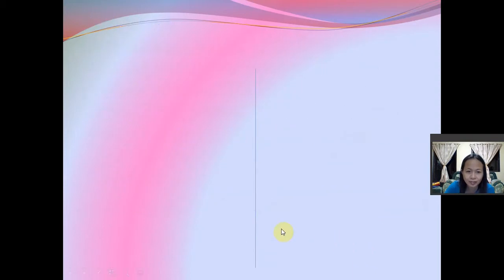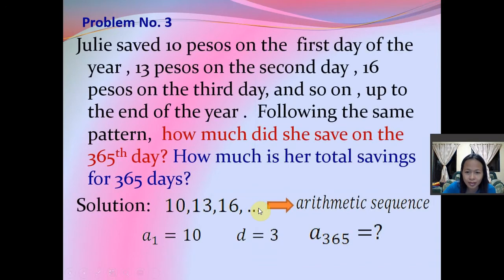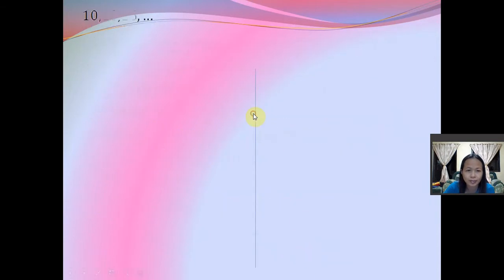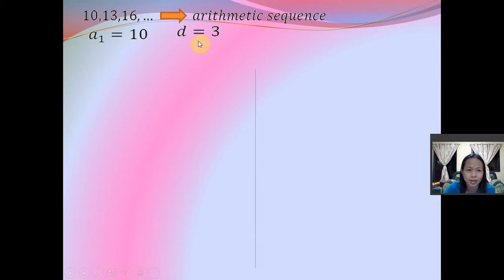Another is his total savings for 365 days. So we are going to look for two things here. Going back, this is our arithmetic sequence, 10, 13, and 16. Our first term is 10, our common difference is 3, and first we are going to look for his savings on the 365th day. Another is his total savings for 365 days.